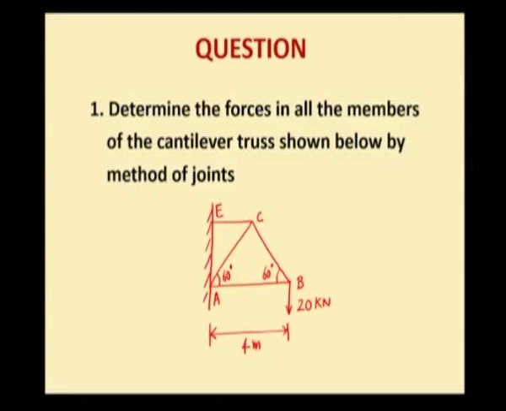Now, the figure shows a cantilever truss of span 4 meter. At the free end of the cantilever truss, that is at joint B, a vertical downward force of 20 kilonewton is acting. This cantilever truss is fixed at joints A and E. You are asked to determine forces in all the members of the truss. Totally there are 4 members in which you have to find out the member forces. With this we have come to the end of this lecture.